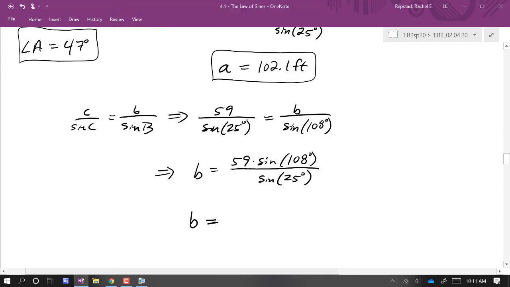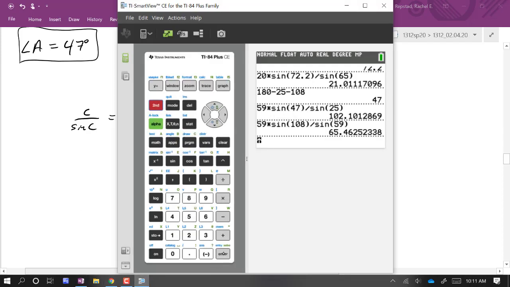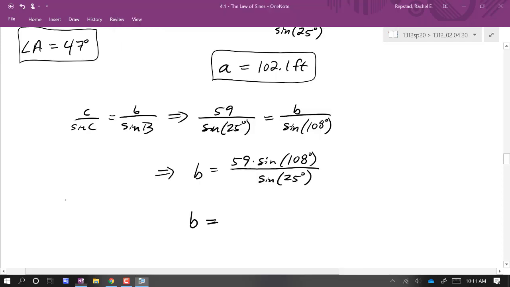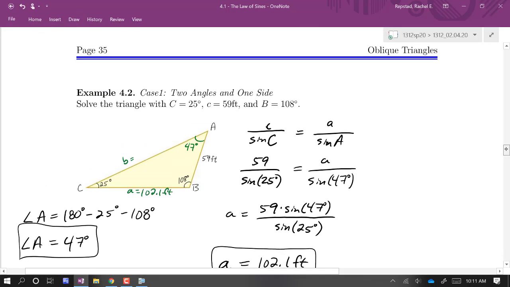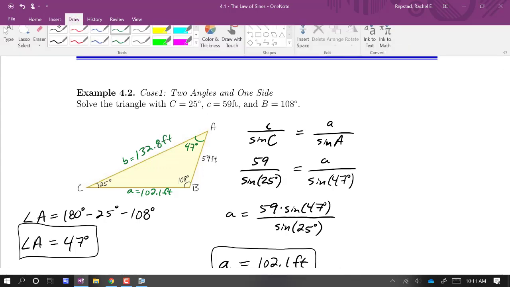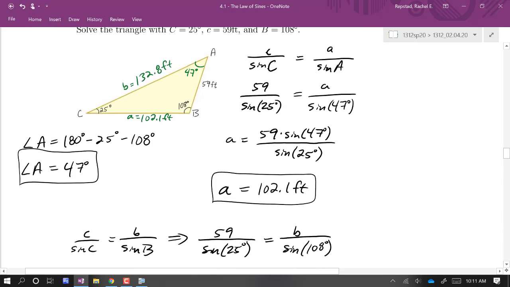We get 132.8 feet, which is the longest side, so that jives with what we would expect. Questions on that example?